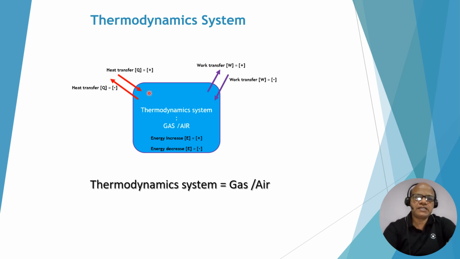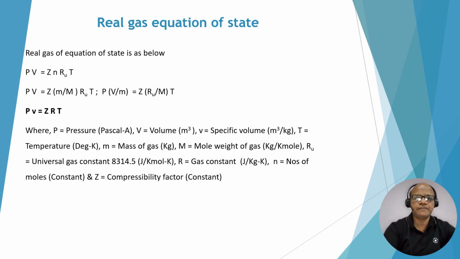Heat added to the system is considered positive. When heat is removed, it is considered negative. Similarly, work done by the system or gas is positive, and work done on the system or on gas is negative. When the energy level of the gas increases, that means the energy of the system increases, it is positive. When it decreases, it is considered negative. This is as per the sign convention of the first law of thermodynamics.